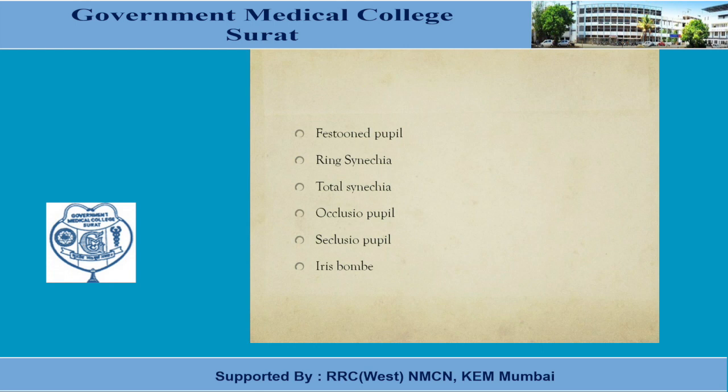So if there is a ring synechia, there is a total synechia. Now, how does aqueous enter the anterior chamber? Through this particular potential space. When it is closed, what will happen? The pressure will rise in the posterior chamber, so it will cause even a secondary glaucoma.